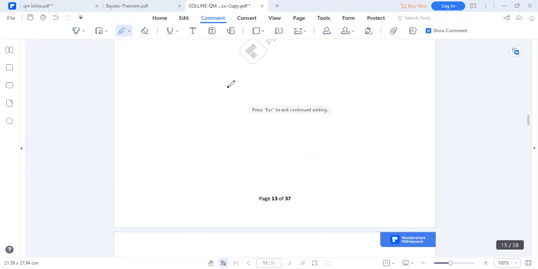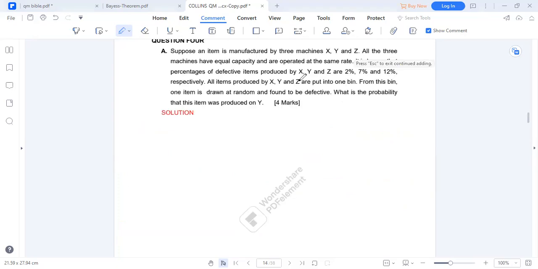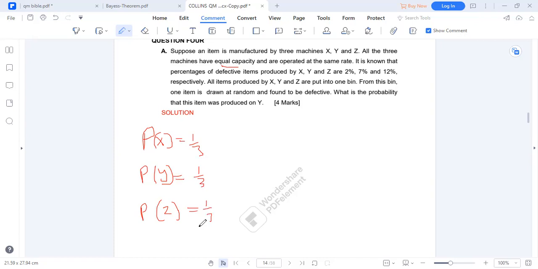Let's also dissect this one here. There are 3 machines, X, Y, and Z. These ones have the equal capacity. So we have probability of X, probability of Y, and probability of Z. So sometimes you're not given probability, they just say they have equal capacity. So meaning you just say 1/3 because it has to add up to 1. If there are 4, a quarter, a quarter, a quarter.